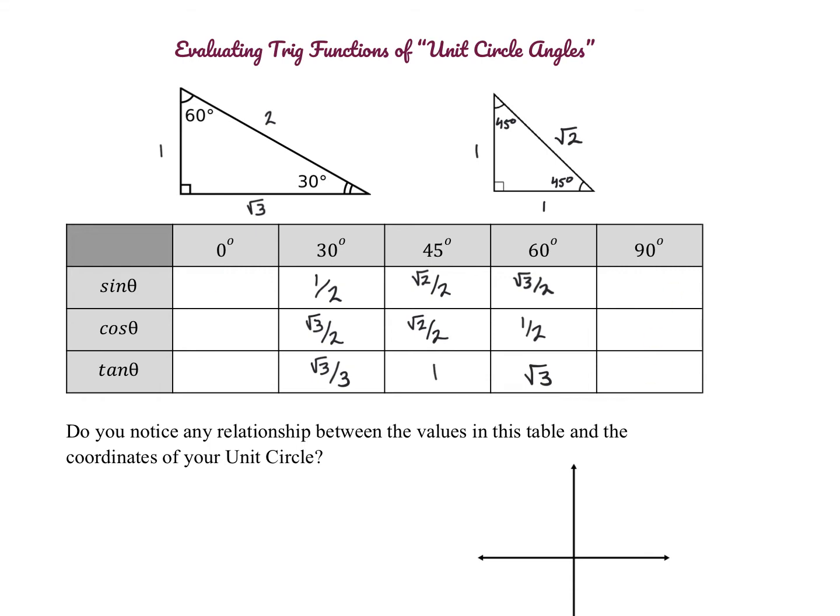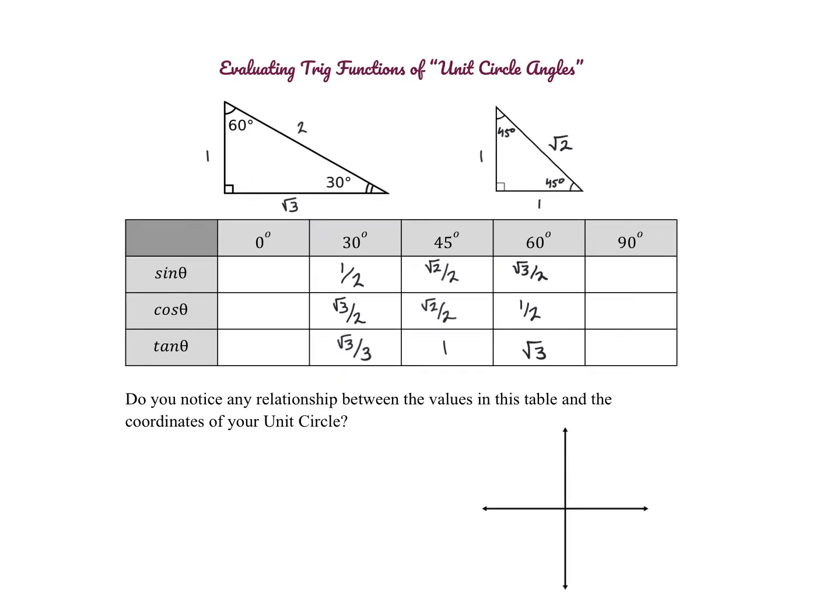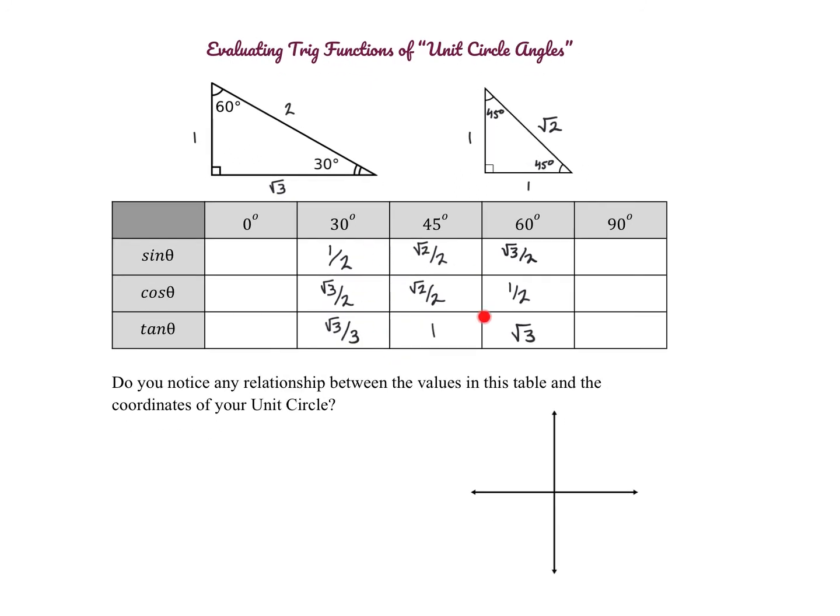Now we'll get to the 0 and the 90 degrees in a second, but I'm wondering if you could look at these values really quick, maybe go back to the previous slide. Look at these values here in our table and see if you notice any relationship between the values here and the coordinates of your unit circle. So take a moment to do that.